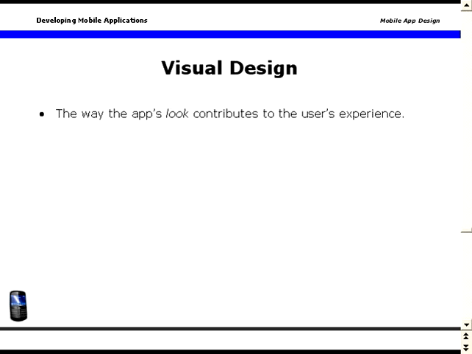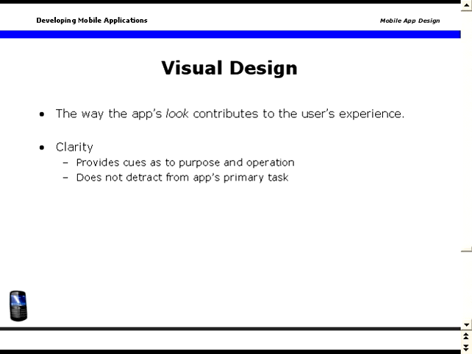Your visual design is the way the app looks and contributes to the user's experience. This occurs as a result of clarity, the extent to which your visual design provides cues as to purpose and the operation of your app, and does not detract from your app's primary task. Also, through your aesthetic, the extent that your app is visually pleasing and engaging and works comfortably on a small screen.